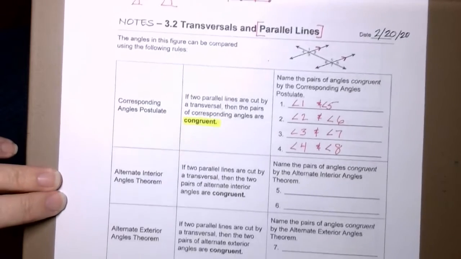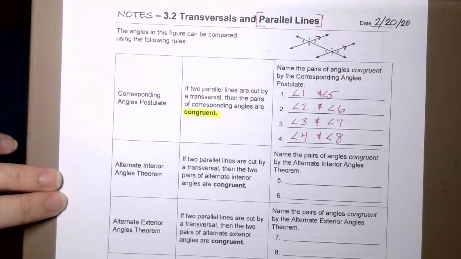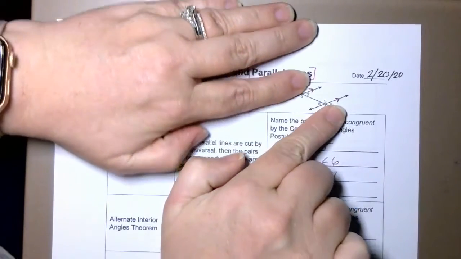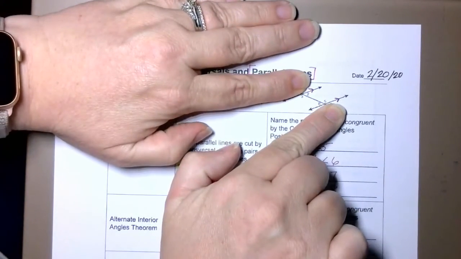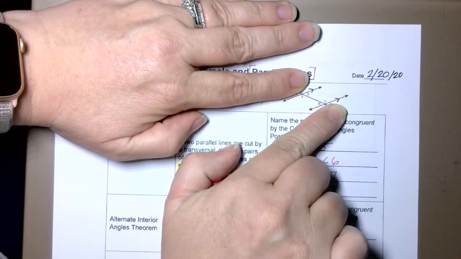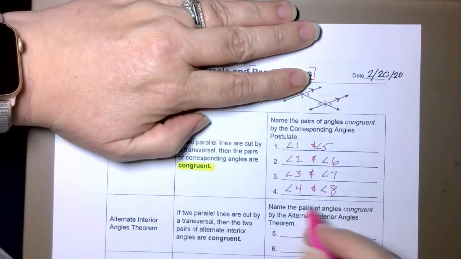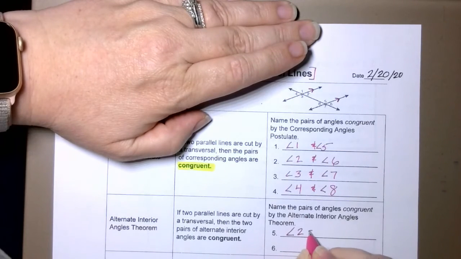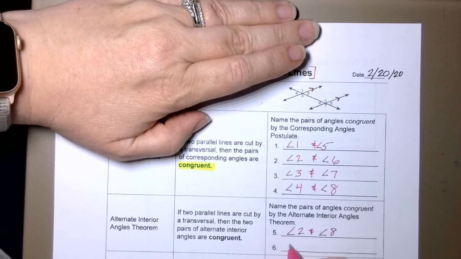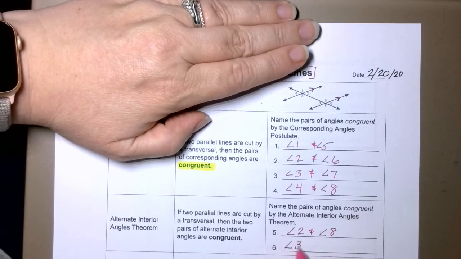All right, alternate interior angles. We know what interior is, right? Interior is between the two lines. So 2, 3, 5, and 8 are my interiors. Which ones are alternates? 2 goes with what? 2 goes with 8. And what else? 3 goes with 5.